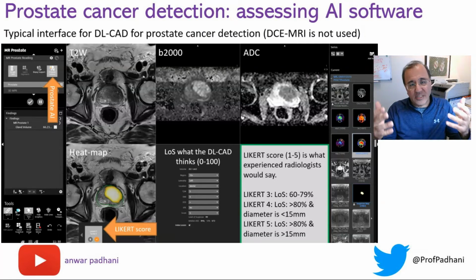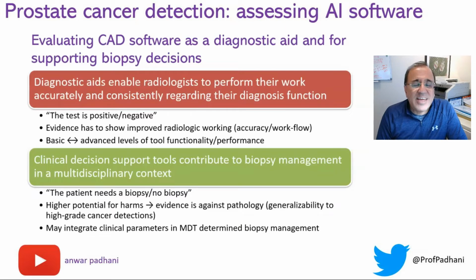And of course, the interface for you to be able to interact should be logically laid out, one screen rather than multiple screens. So when you're evaluating this software, there's two things you need to do. You need to evaluate the software as a diagnostic aid and as a tool that would support biopsy decisions. So in fact, these are two separate tasks. A diagnostic aid helps you perform your work more accurately and consistently regarding your primary role, which is diagnosis. So in other words, it should be consistent at saying this is positive or this is negative as a scan.